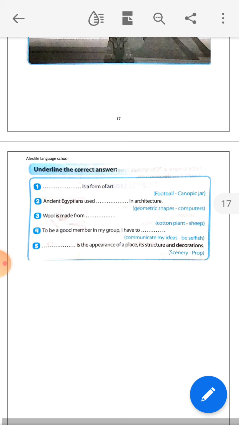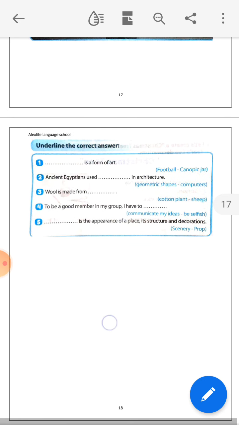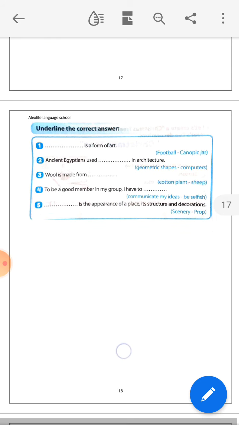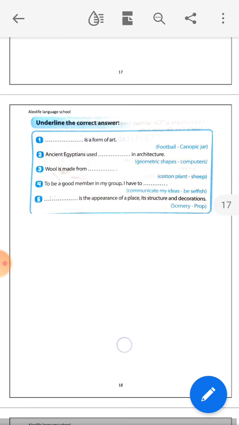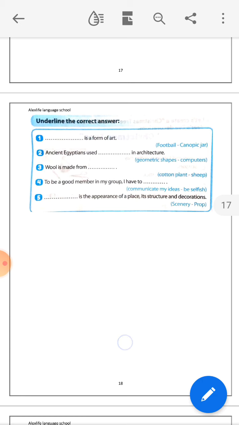Well, underline the correct answer. Canopic jars is a form of art: football or canopic jars? Yes, canopic jars. Ancient Egyptians used what in architecture? Geometric shape or computers? Yes, geometric shape, because computer is a modern technology. They weren't found in ancient Egypt. Well, wool is made from cotton plant or sheep? From sheep.